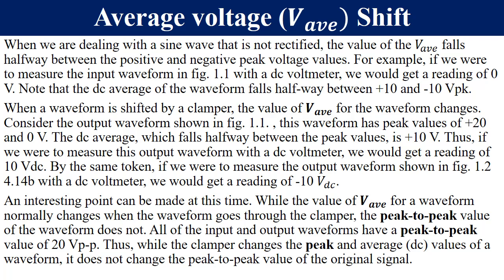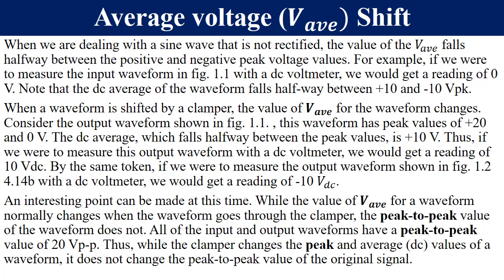The output of the clamper had 2 peaks, 0 and plus 20. If we find the average of the two, we get plus 10 volts. But the average voltage of the input was plus 10 and minus 10, giving us 0. So if we were to measure the average voltage, we would get a reading of 10 volts at the output of the clamper.